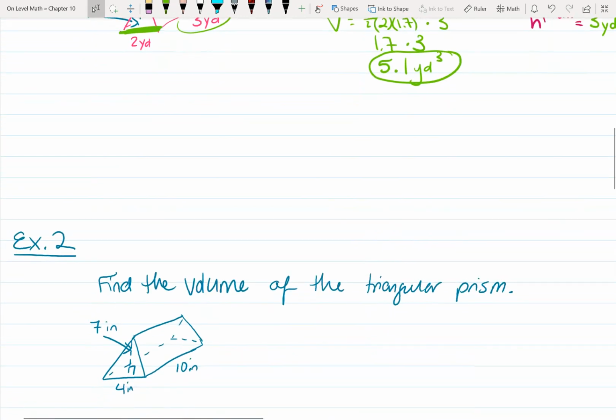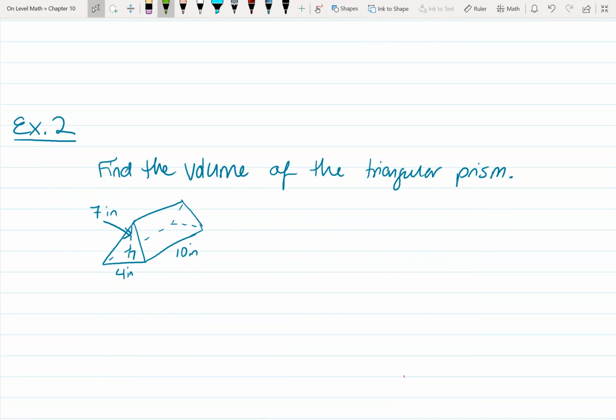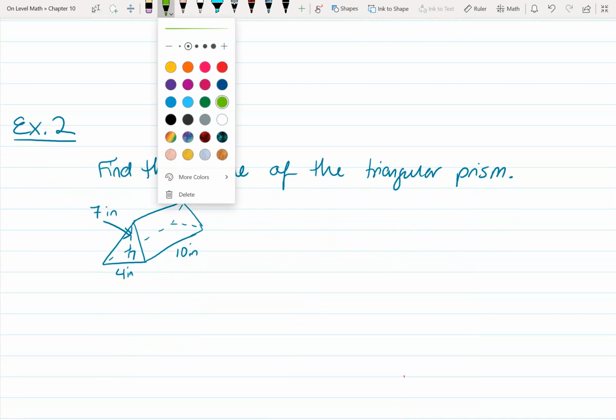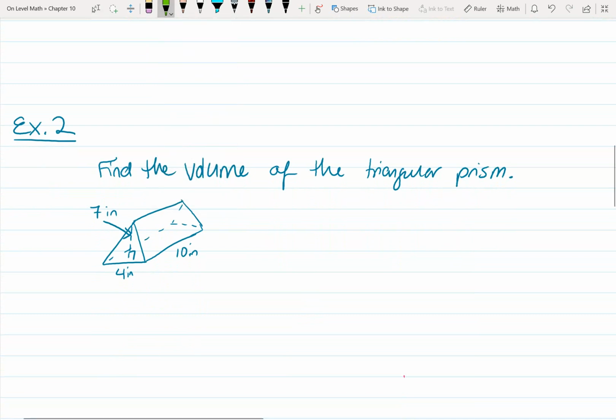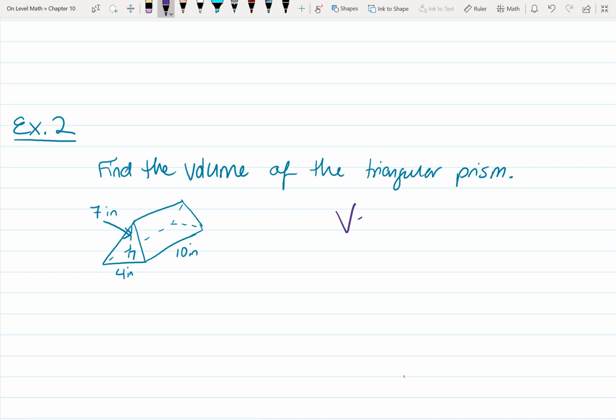Alrighty, example 2. Find the volume of the triangular prism. We start out the same way every single time. We write down our baseline formula. It's purple today. There we go. V equals capital B times H. Capital B means area of the base. Since we're working with a triangular prism, the base is a triangle, so the area of a triangle is 1/2 base times height of the prism equals our volume.